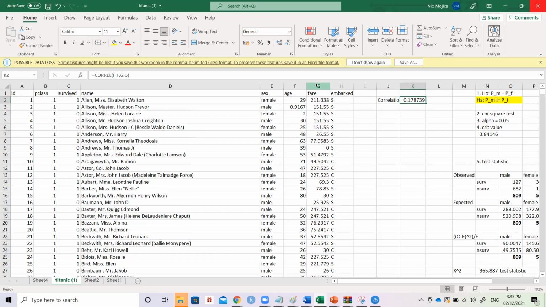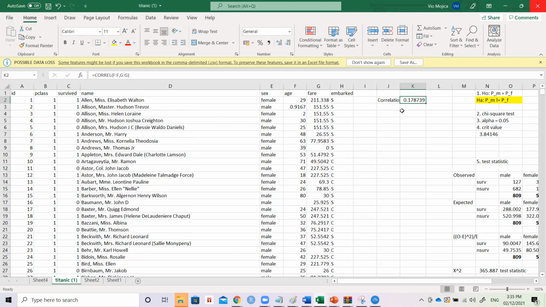So when it's positive, the tendency is as one goes up, the other one goes up as well. So in this case, we have a direct linear relationship since it's positive. However, we have to take note of the magnitude as well. The magnitude of Pearson's R, when it's closer to 0, means there's no relationship between two variables. When it's closer to 1, there's a stronger relationship.